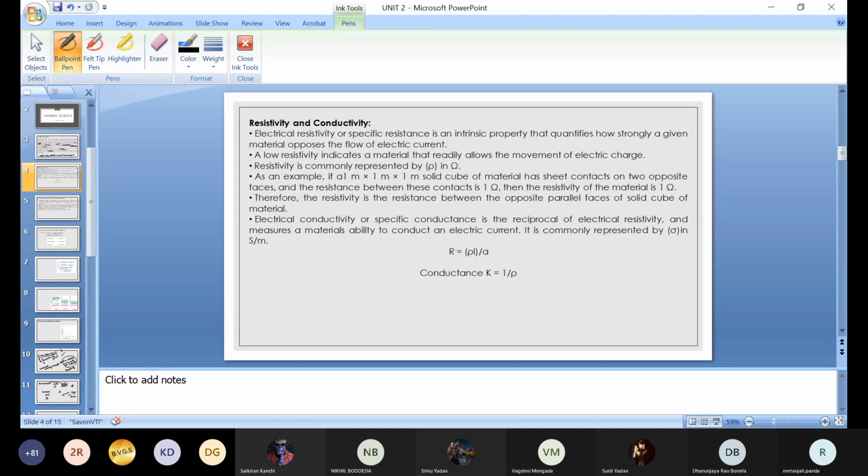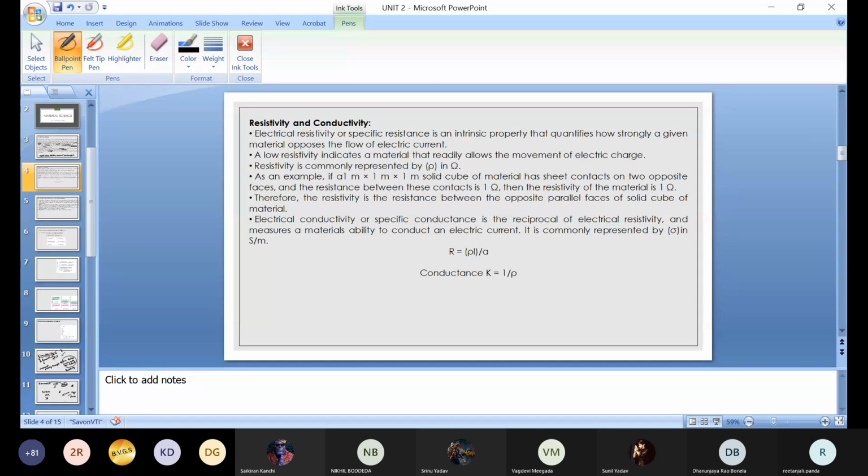Okay, so what is it saying? Resistivity and conductivity, as I already told you, are reciprocal to each other. That's why we can classify a material based upon its conductivity, and also based upon its resistivity. Now you see here, resistivity and conductivity of a material. It says that electrical resistivity is also called specific resistance. This is an intrinsic property of the material.